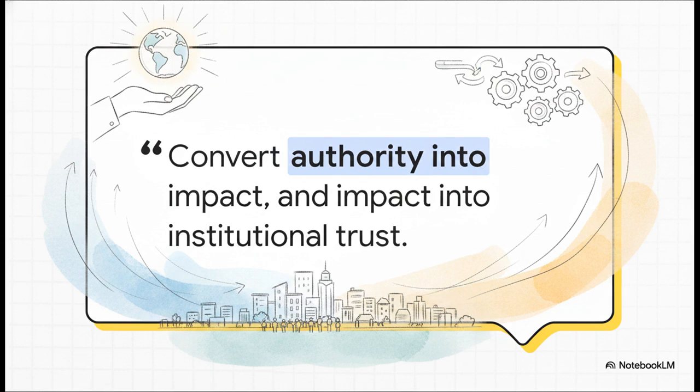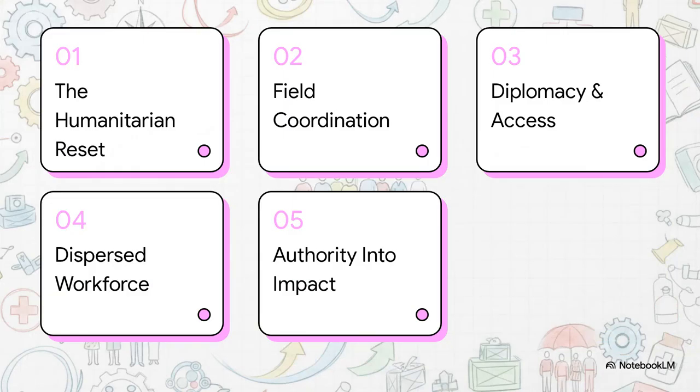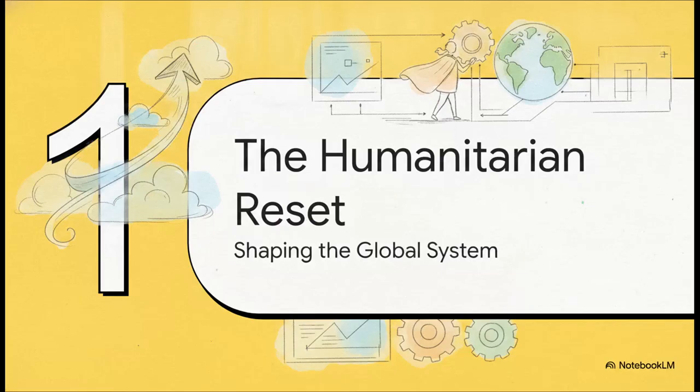It completely elevates the gig from a standard management job into this profound leadership philosophy. We aren't just talking about pushing papers around at headquarters here. We're talking about saving lives by building a system that people actually believe in. To unpack the anatomy of this leader, we've broken the blueprint down into 5 key areas. We're going to cover the humanitarian reset, field-focused coordination, diplomacy and principled access, leading a dispersed workforce, and finally, converting authority into impact.